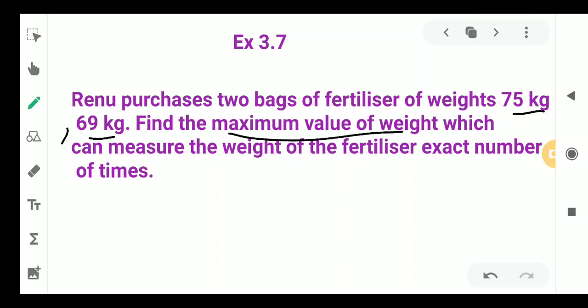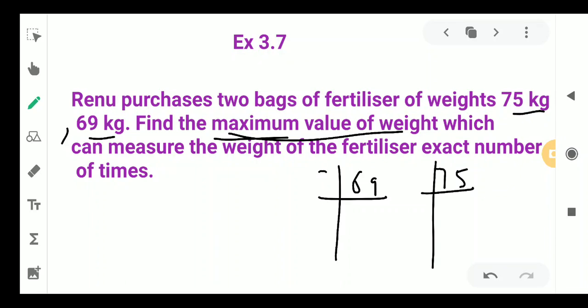If we understand this question, we have to find that greatest value, or in other words we have to find that greatest number which can divide both. So we know that the greatest number which can divide the given numbers is the concept of highest common factor, and here the word maximum is coming. So in this question we have to find the highest common factor. So what we will do, we will take the HCF. So 69 and 75. Let me find.